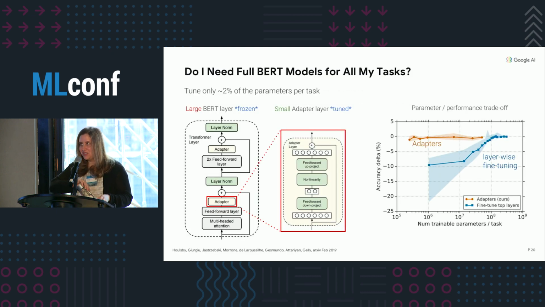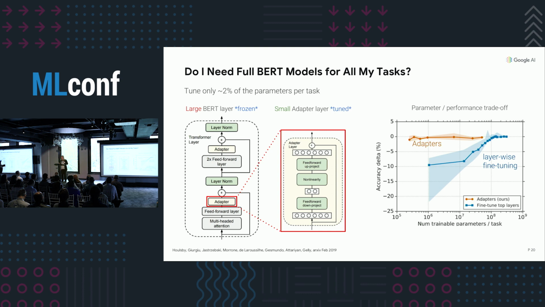Okay, so one question you might ask is, do I need full BERT models for all my tasks? So I just told you there are 24 layers, and I told you you retrain all of the parameters for each task. So if you're in a production environment where you have 10 tasks you care about, do you need 10 different copies of these hundreds of millions of parameters?